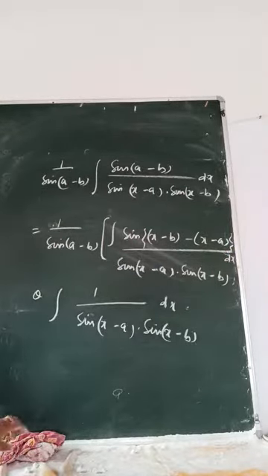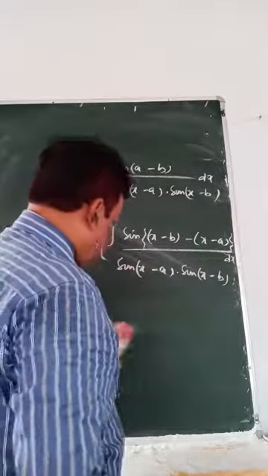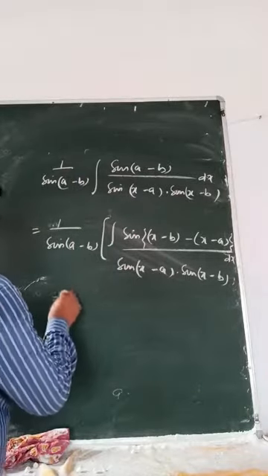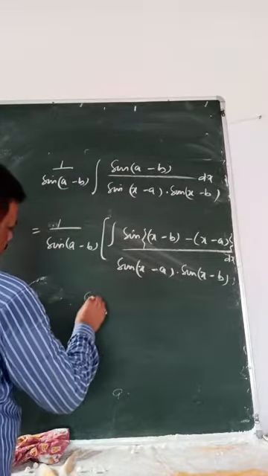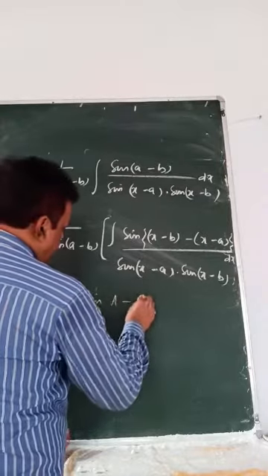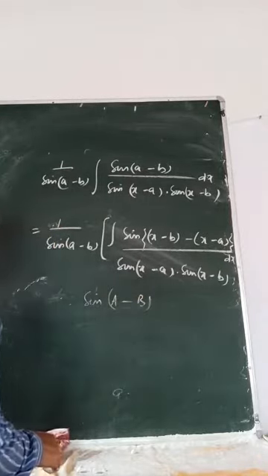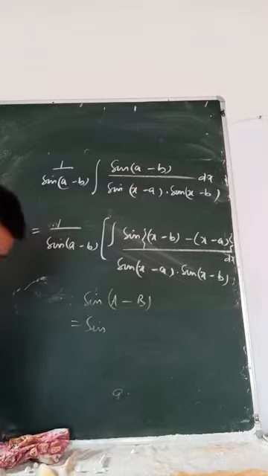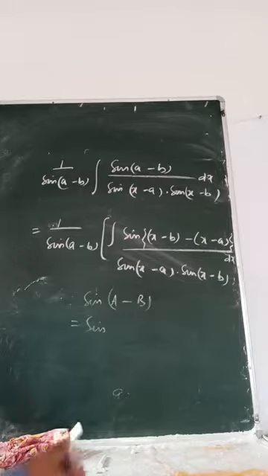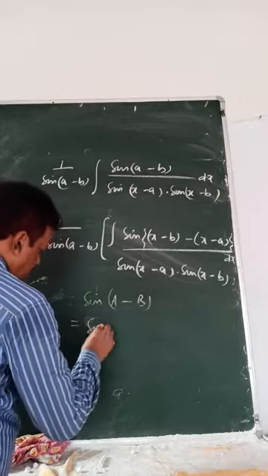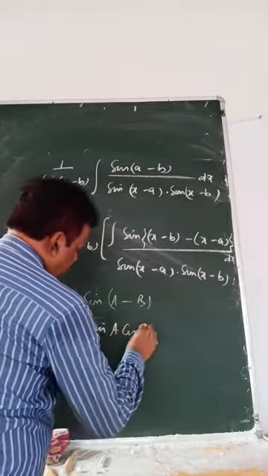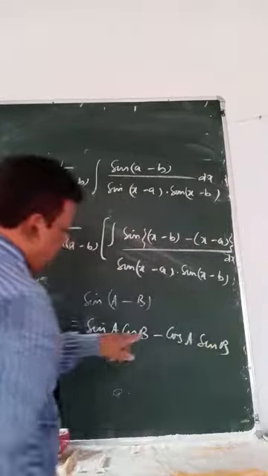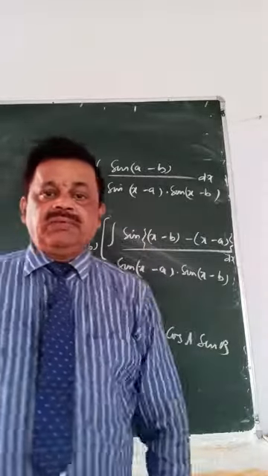So if you can complete this, I am writing the formula, you will try to complete. So sin a minus b equals sin a cos b minus cos a sin b. So use this formula, try to simplify like the previous question.